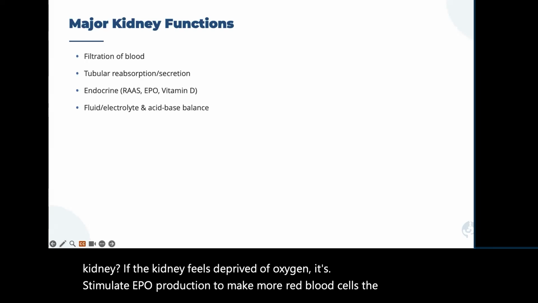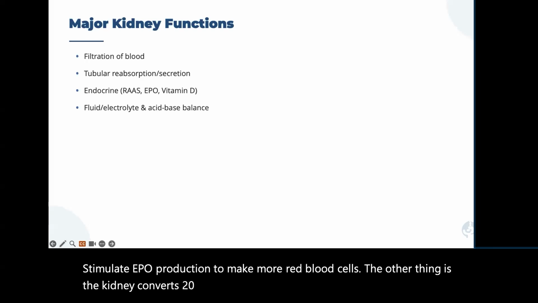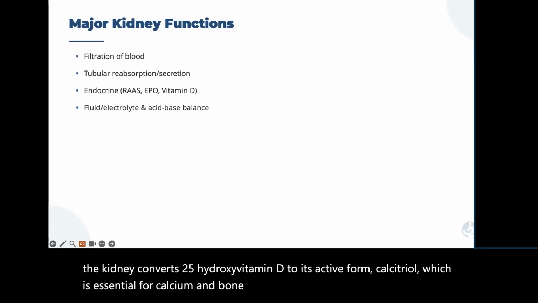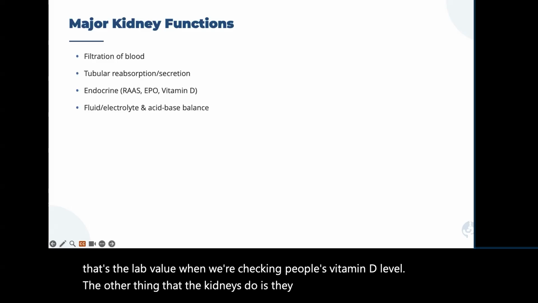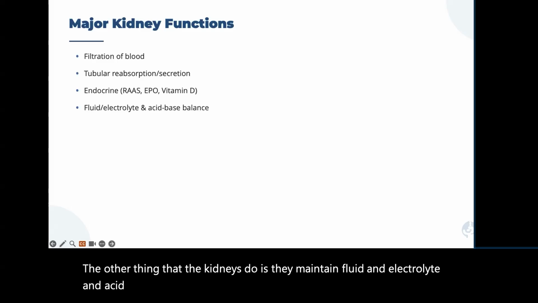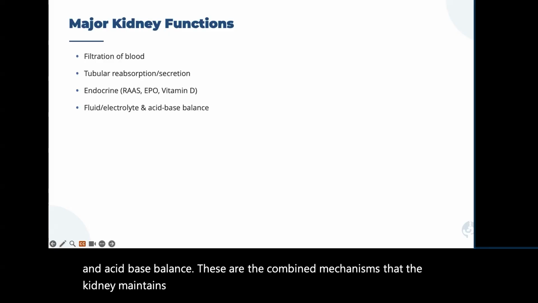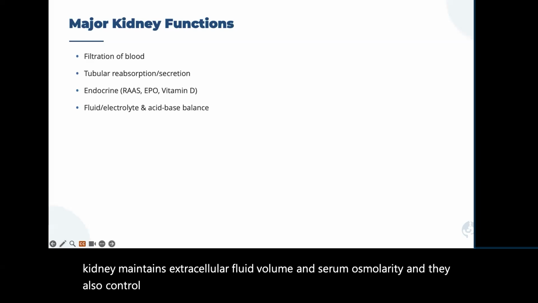The other thing is the kidney converts 25-hydroxyvitamin D to its active form, calcitriol, which is essential for calcium and bone metabolism. 25-hydroxyvitamin D is the lab value when we're checking people's vitamin D level. The other thing the kidneys do is maintain fluid, electrolyte, and acid-base balance. These are the combined mechanisms by which the kidney maintains extracellular fluid volume and serum osmolarity, and they also control pH within a very narrow limit.